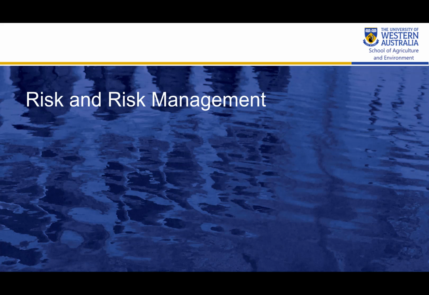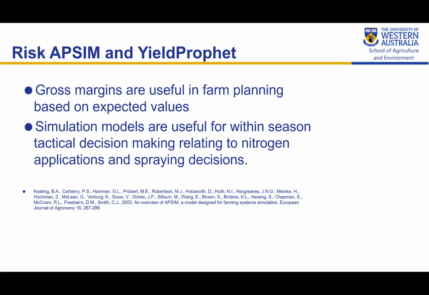Topic 3, risk and risk management. Now, gross margins are useful in farm planning, but they're actually based on expected values. Simulation models are useful for within-season tactical decision making relating to nitrogen applications and spraying decisions. And one of the reasons that they're useful is that they actually give the probability distributions around gross margins and returns.